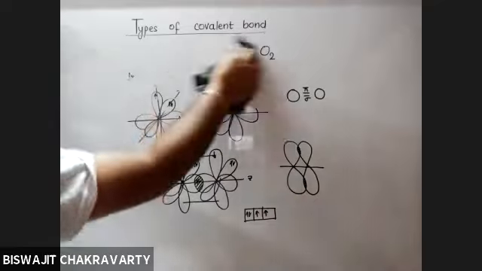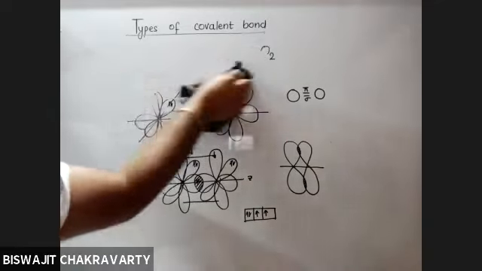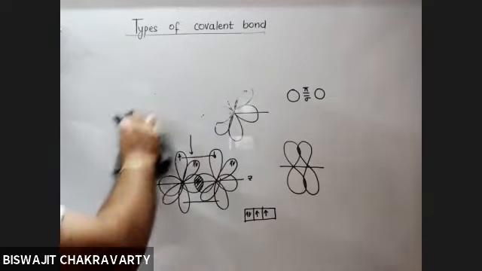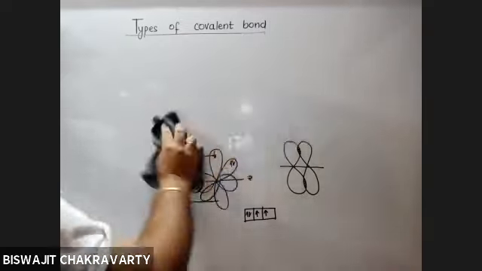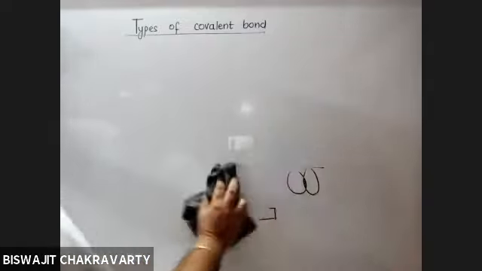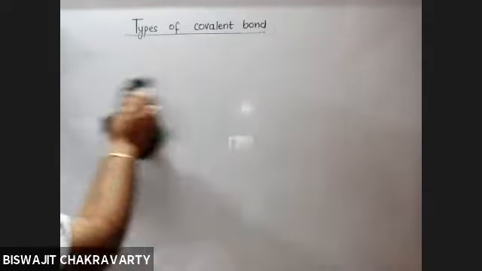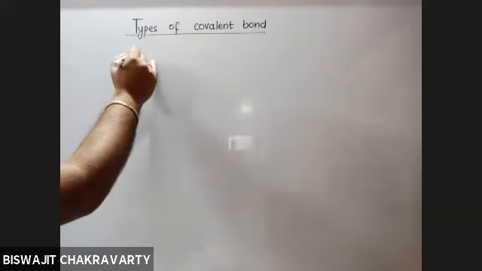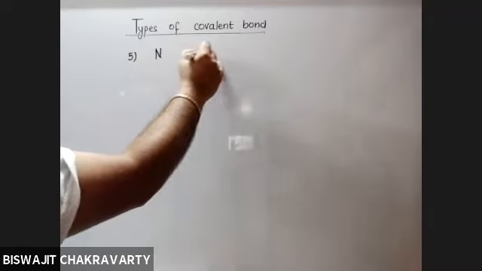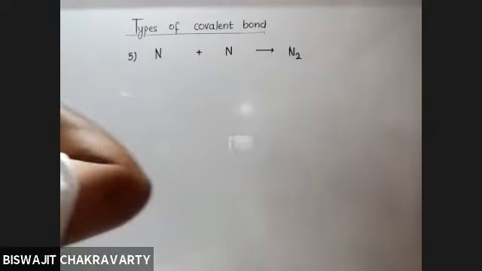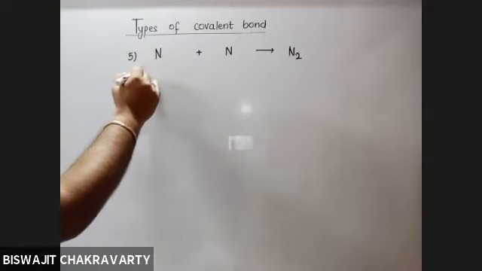Now let us move on to nitrogen molecule, N2. This will be the 5th example. Nitrogen plus nitrogen combined to form N2 molecule. Atomic number of nitrogen is 7.